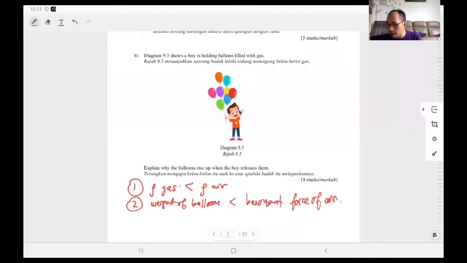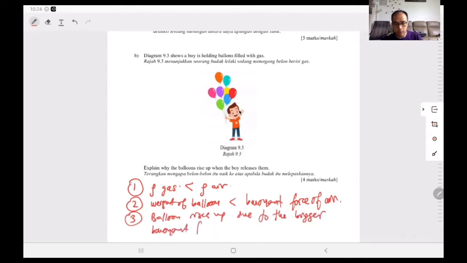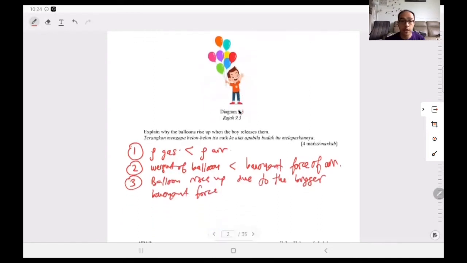This is a 4-mark question. Interestingly, the scheme here only gives 3 points. The balloon rises up due to the bigger buoyant force. If you can't see the screen, please let me know, then I will scroll down a little bit. The balloon rises up due to the bigger buoyant force. 3 marks only, but it's okay.